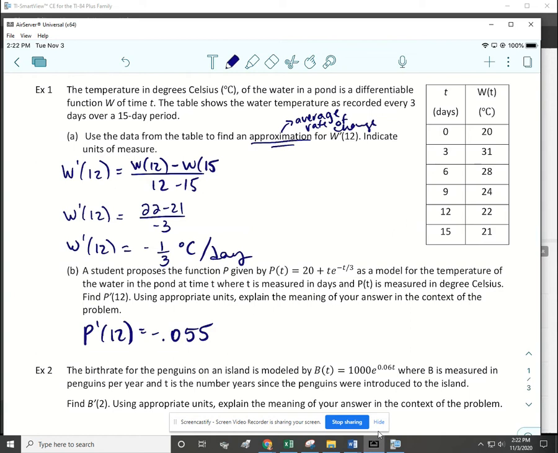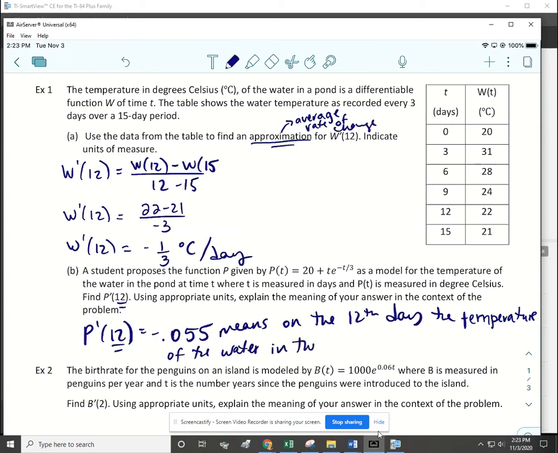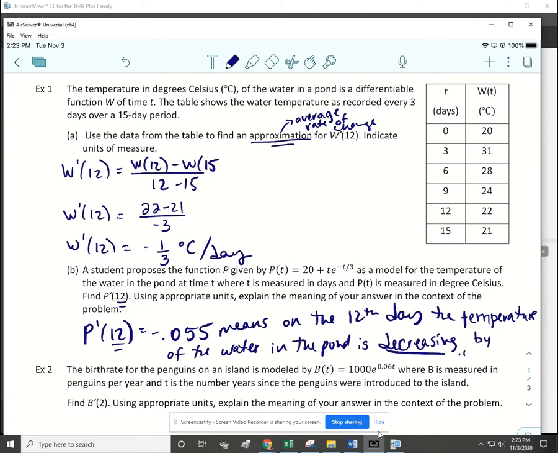All right, and then we are going to explain what it means. So this negative 0.055 means on the 12th day, because this number is 12, the temperature of the water in the pond is, sorry, I'm having a hard time writing, is decreasing by 0.055 degrees Celsius per day.